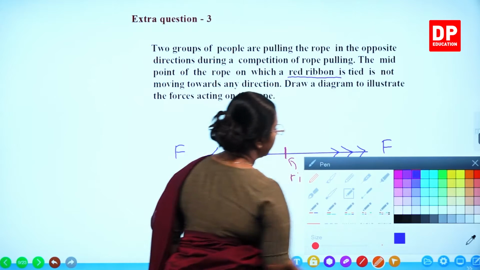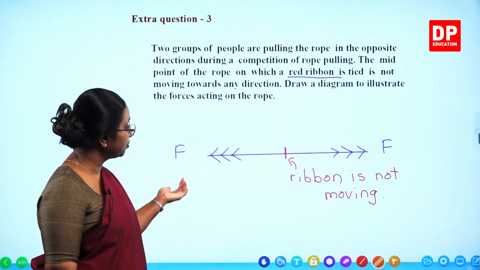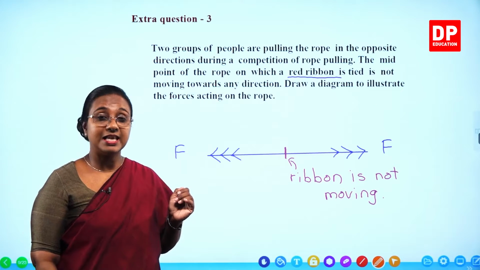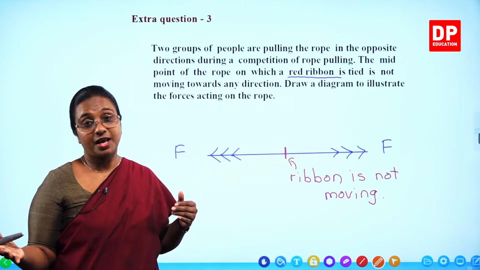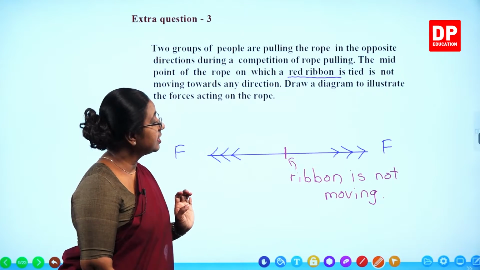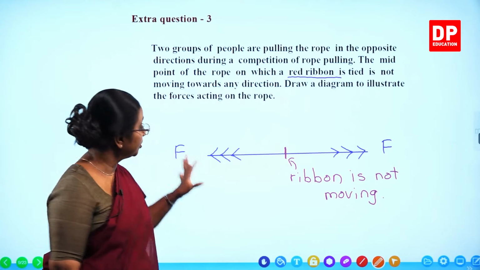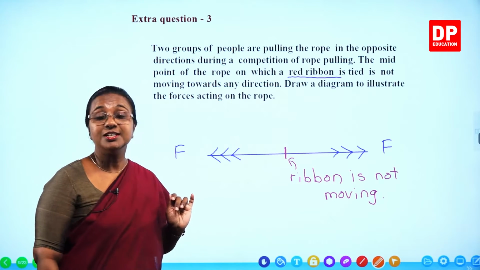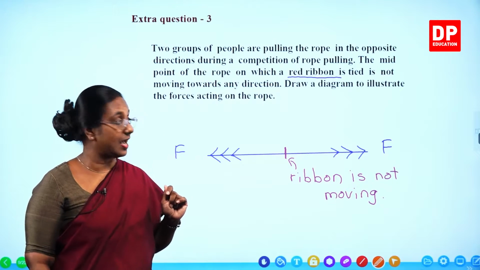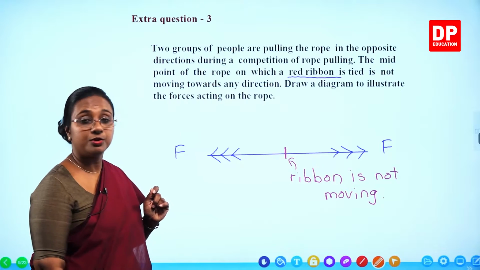Why? The sum of all the forces applied by this group is equal to the sum of the forces applied by the second group in the opposite direction. So there is no resultant force. The ribbon is not moving, or the ribbon is at equilibrium. I am sure you also would have drawn a diagram like this and you all can understand what happens there. So draw a diagram to illustrate the forces acting on the rope.